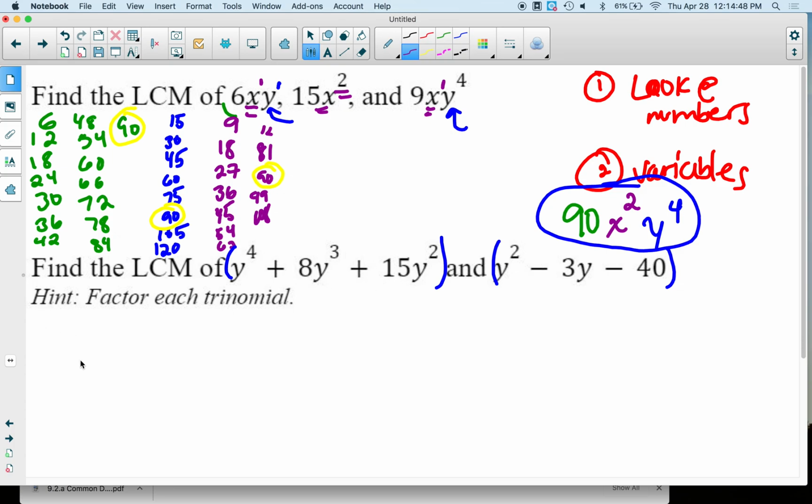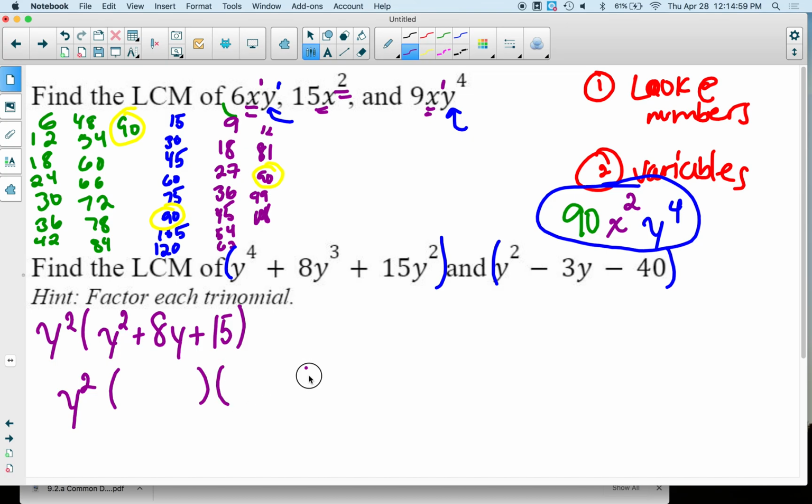First, we want to factor out our greatest common factor of y squared. And then now we want to factor this trinomial, all right? And it will factor into y plus 5, y plus 3.